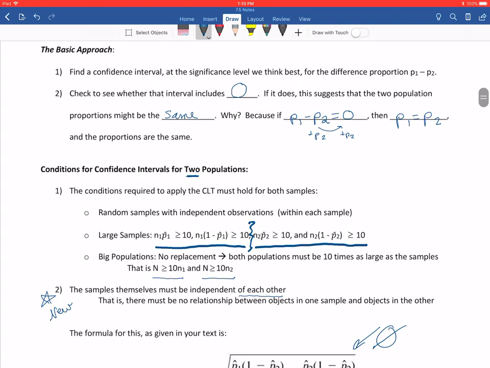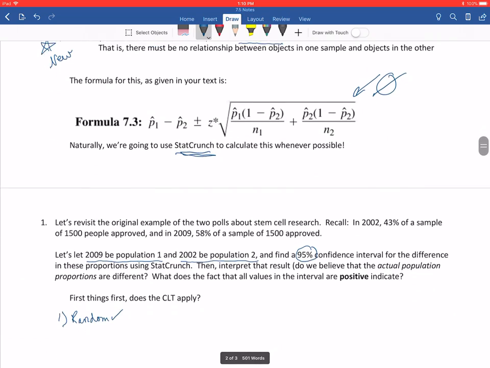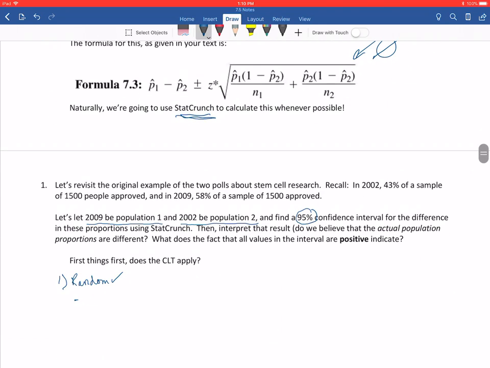Then we have to check this one. Are each of the samples themselves big enough? So for sample 1, there were 1,500 people sampled, and the probability was 0.43. So we have to check, is that bigger than 10? And we also have to check, is this one greater than or equal to 10? So we can check both of those. I'll leave that up to you if you check both of those. They certainly are both bigger than 10.